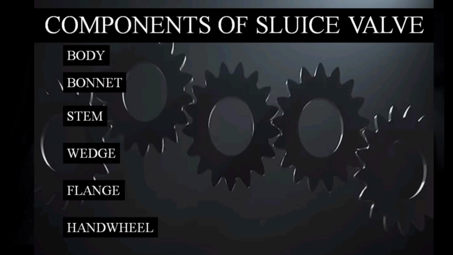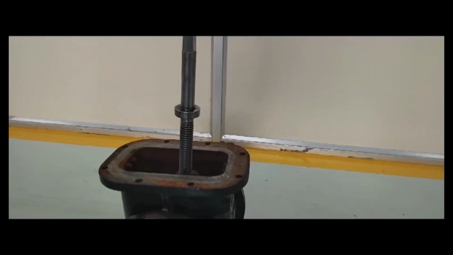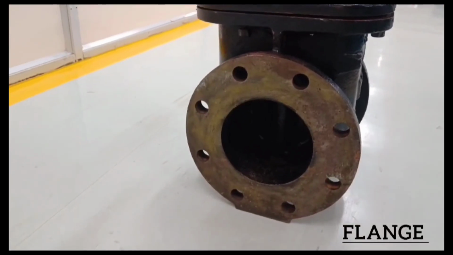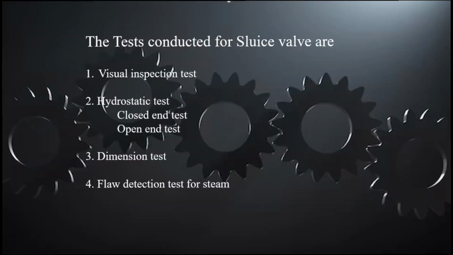The different parts of sluice valve are body, bonnet, stem, wedge, flange, hand wheel. The tests conducted for sluice valve are visual inspection test, hydrostatic test, closed-ended test, open-ended test, and flaw detection test for stem.